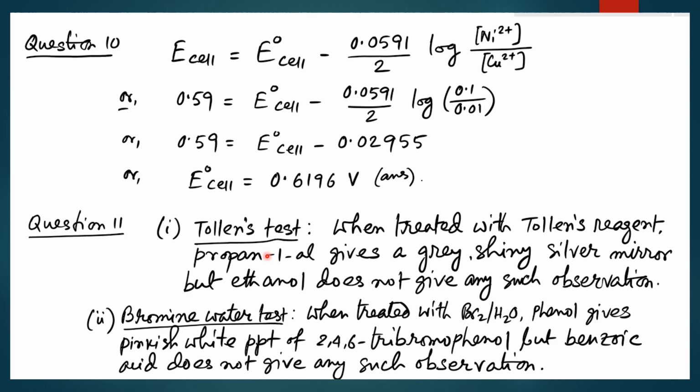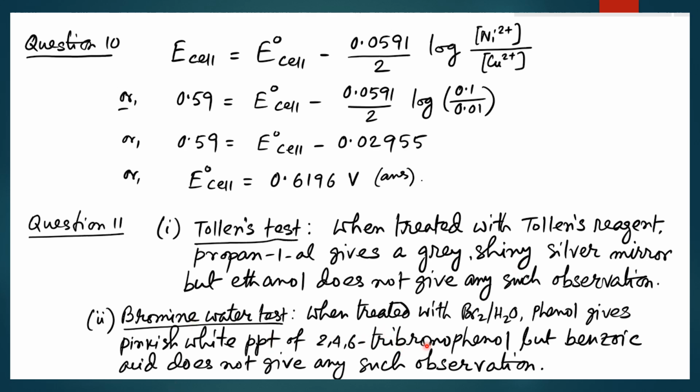In that case, propan-1-ol will respond with a brick red precipitate of cuprous oxide. Ethanol will not. So either Tollens' or Fehling's or iodoform test. But remember, you have to write the observation for both the compounds, only then you will get half plus half, 1, that is the full marks.